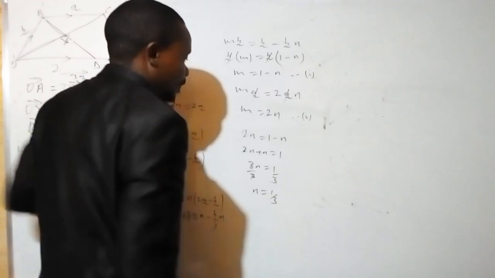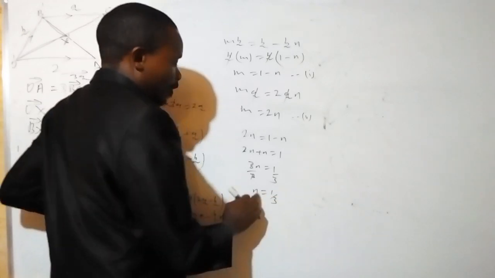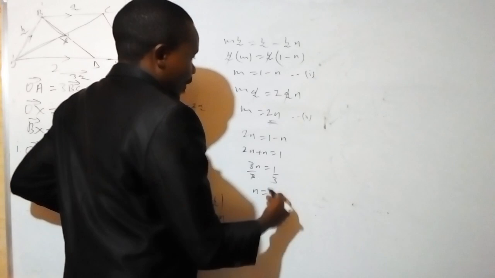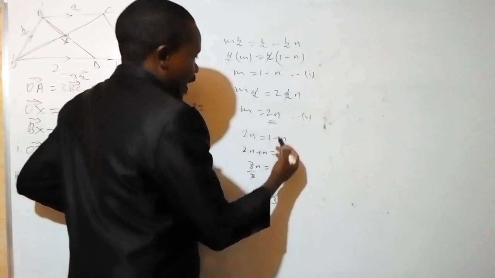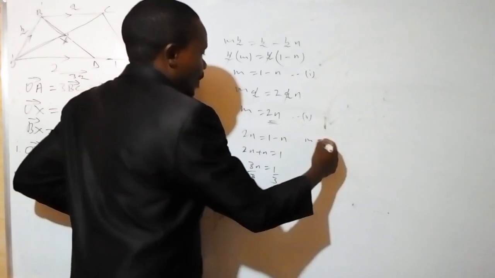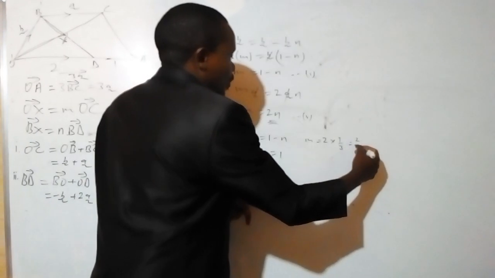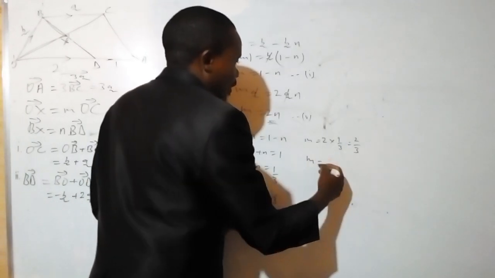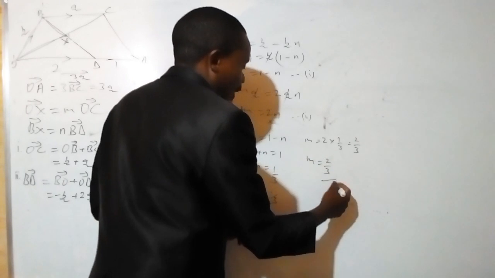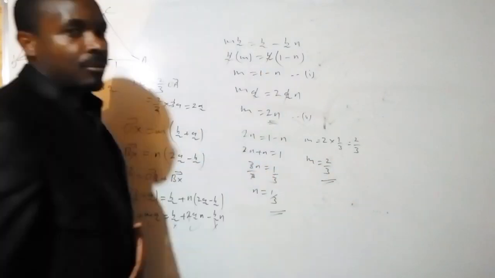Having computed our value of N, we can get our M. We replace N with a third here. M is equal to 2 times a third, and this will be 2 over 3. M is equal to 2 over 3. Those are the values, and you can check whether we are right or wrong, whether it's making sense.